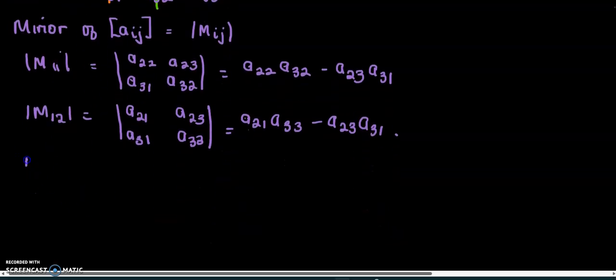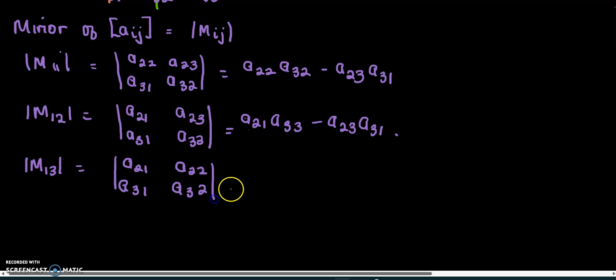In a similar manner, if we find the minor M13, again we're going to remove the first row and the third column. What do we get? We get a21, a22, a31, and a32. Again, the determinant there is a21 a32 minus a22 a31.